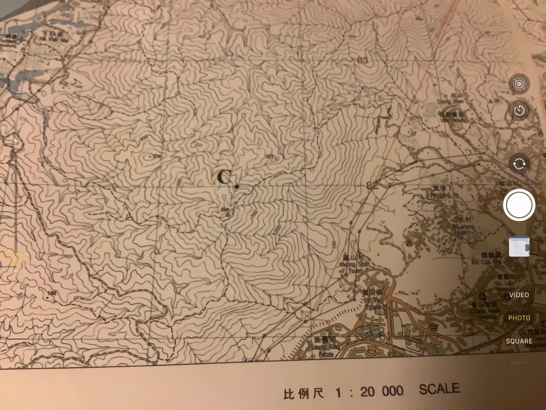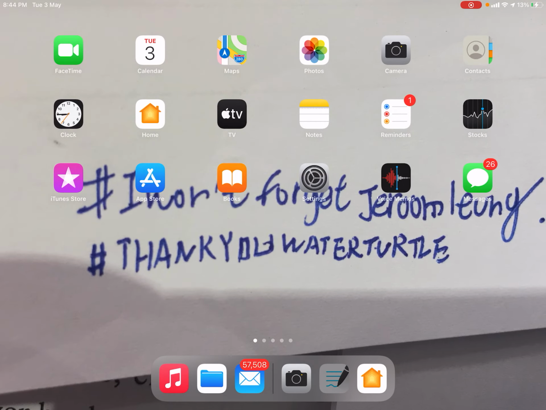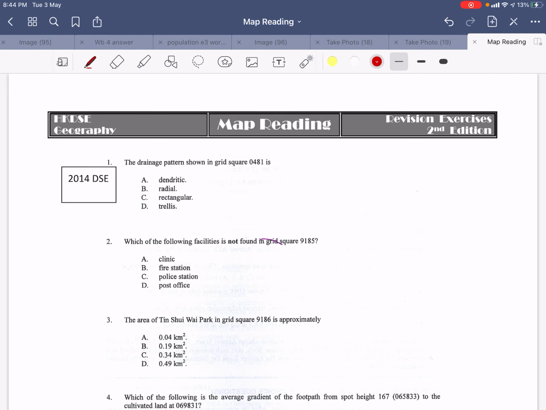radial instead of dendritic, because you always put me on the table and say, oh, I say dendritic then dendritic, but you have to prove it. Really check out the map, and if you see a tall mountain, then I think it should be the radial pattern instead of the dendritic pattern.